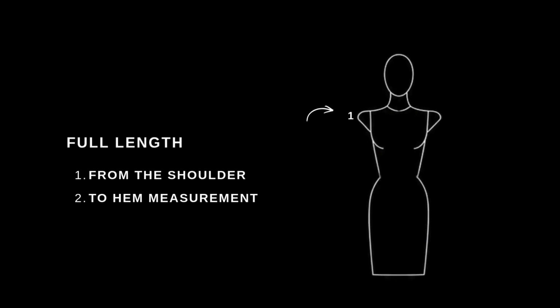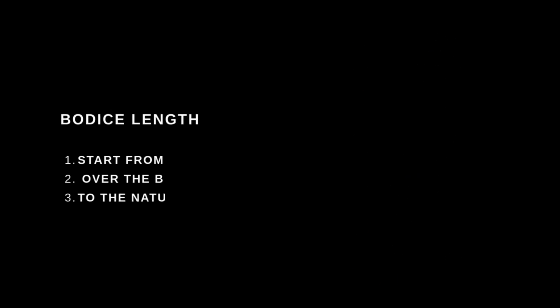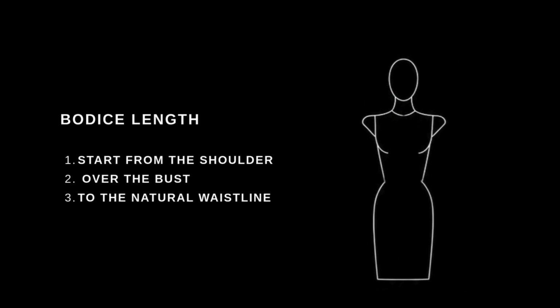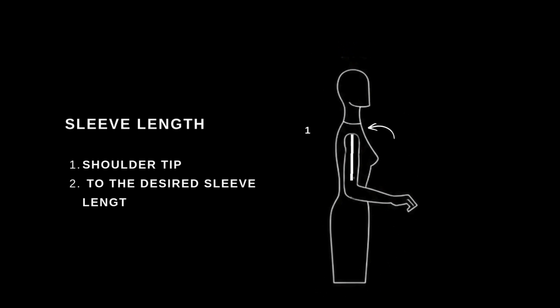The proper way to take this measurement is to place the tape at the highest shoulder point and run it vertically down to the desired hem of your garment. The hemline may vary according to your design, but the starting point should be your highest shoulder point. Next, you have body's length, the measurement taken from shoulder to waist. To measure this, place the tape at the highest point of your shoulder, pass over the bust to your waistline, and that is your body's length. Next, we have sleeve length. The sleeve length is always measured from shoulder tip to the wrist or to the desired length of your sleeve.